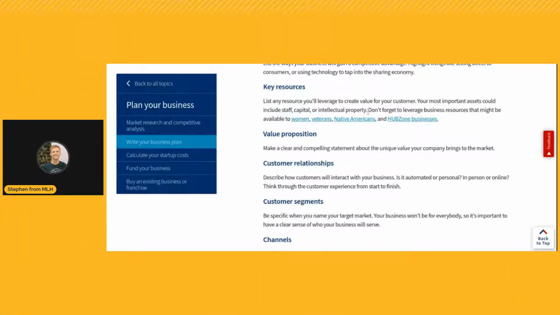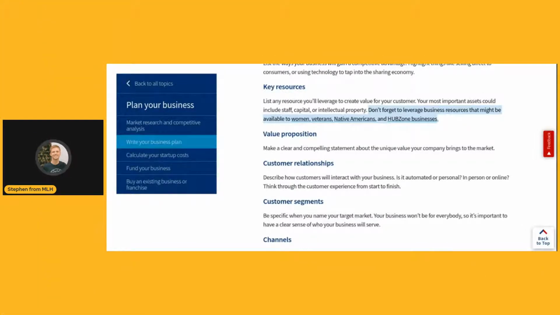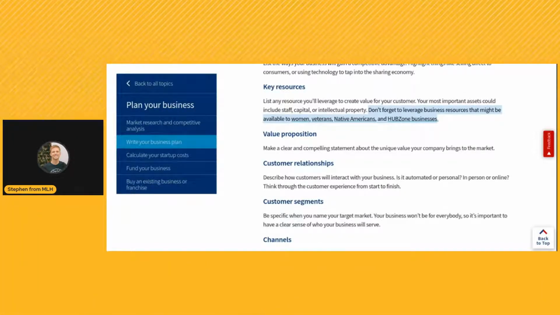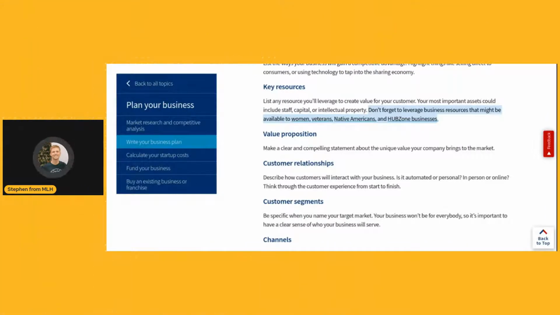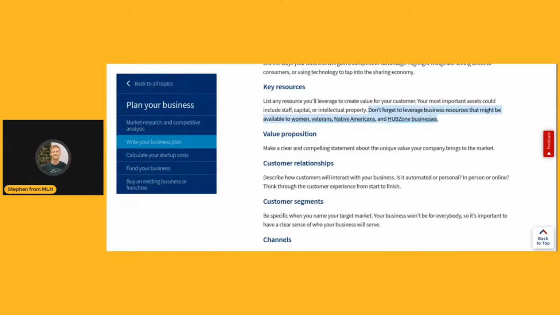And this is kind of an interesting note about business resources that might be available to women, veterans, Native Americans, etc. If you fall into one of these categories, or your government has some kind of particular programs for people who are typically underrepresented in the business community, I would definitely recommend investigating those resources, because a lot of governments are interested in encouraging people from these kinds of backgrounds to create businesses, and they've got some pretty great programs.